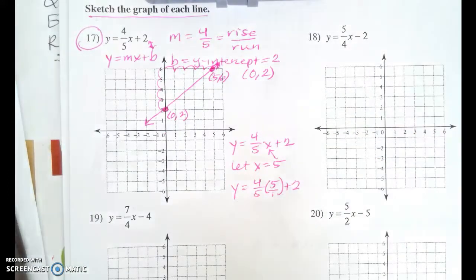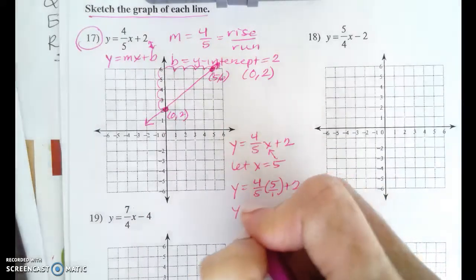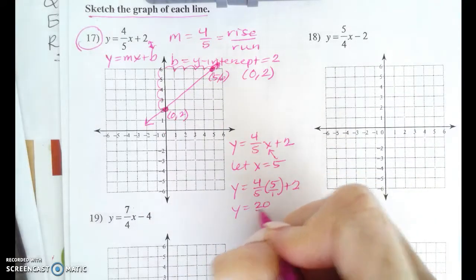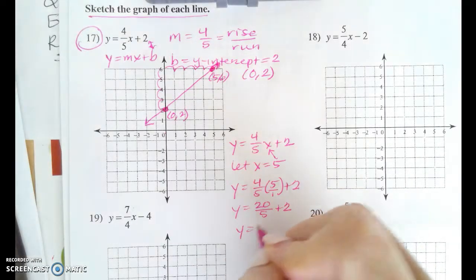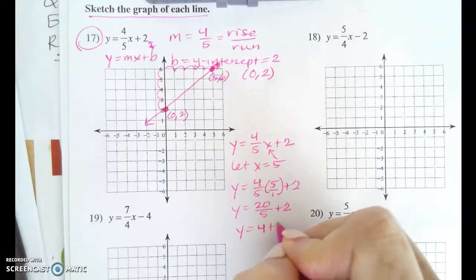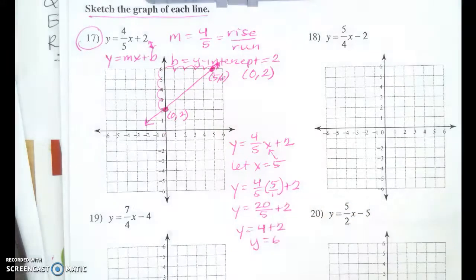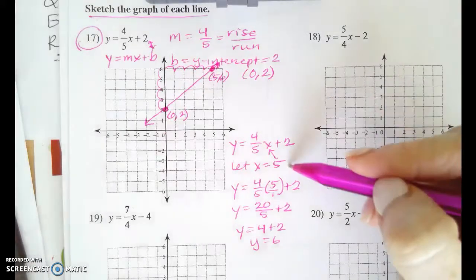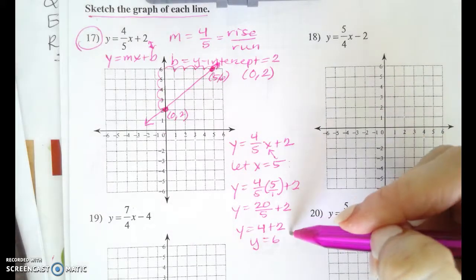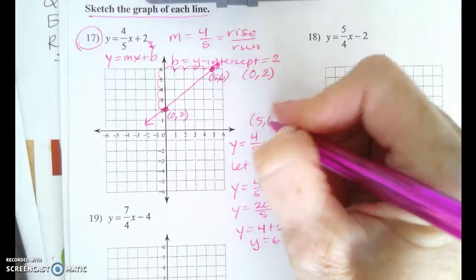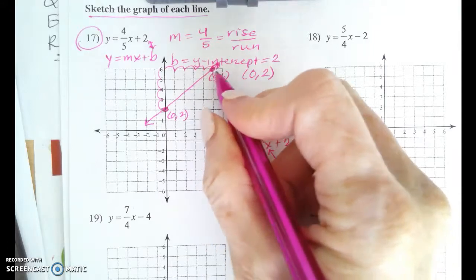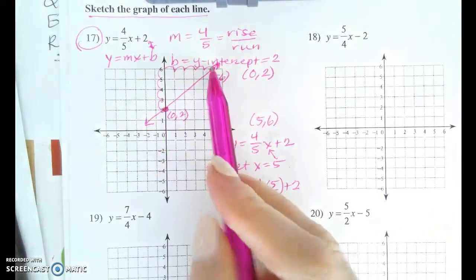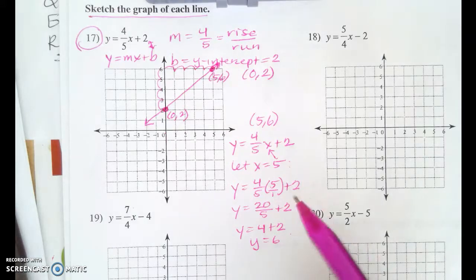Well, we know how to multiply fractions. Y equals 4 times 5 is 20. 5 times 1 is 5 plus 2. Y equals, well, 20 divided by 5 is just 4 plus 2. Y equals 6. Right? So when x is 5, y is 6. That's a point on my graph, 5, 6. And that's the point we already had when we used our rise and run. Okay, so you can go about it trying to work it through in that way as well.